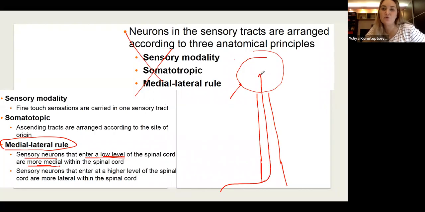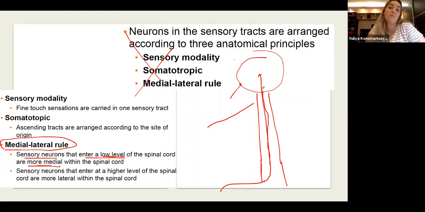It's very identical to a highway. If you need to take an exit, you keep right, you keep lateral. But if you don't need to take the exit, you keep left, you keep medial, you don't go towards the exit. So if you are from the lower part of the body, you are located medially in the spinal cord. But what if I'm from the upper part of the body? I just entered, right? And soon I'm going to take another exit. I keep right, I keep lateral.